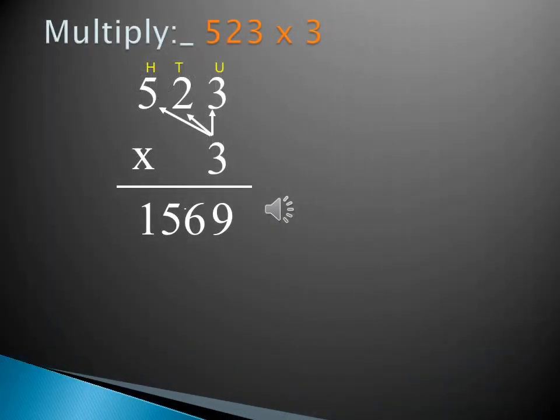Multiply 523 by 3. First, write the numbers you want to multiply vertically from up to down, 523 by 3. Then start multiplying. First, 3 by 3 equals 9. Then multiply again. 3 by 2 equals 6. Then 3 by 5 equals 15. So I multiply the second digit by each digit above.